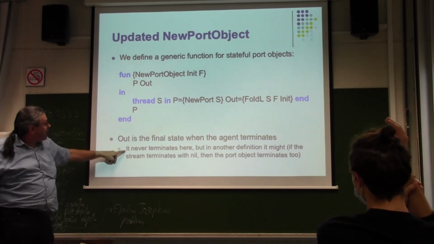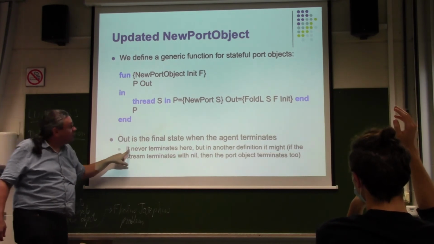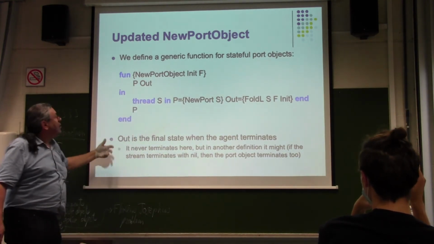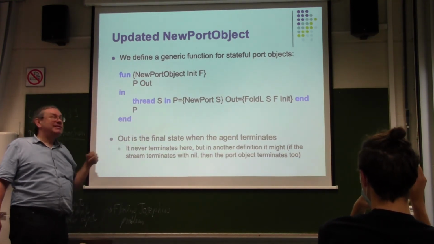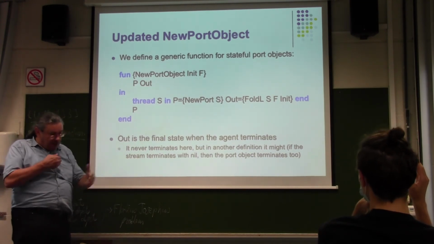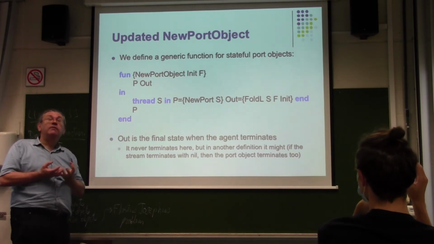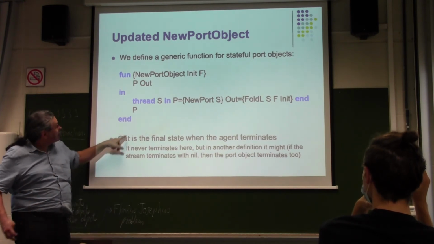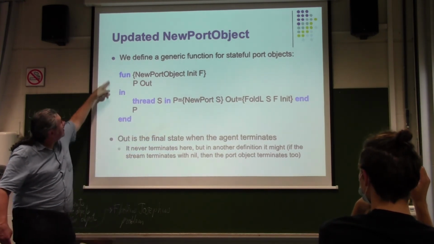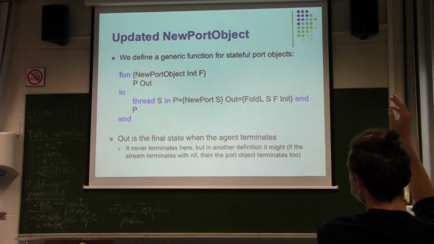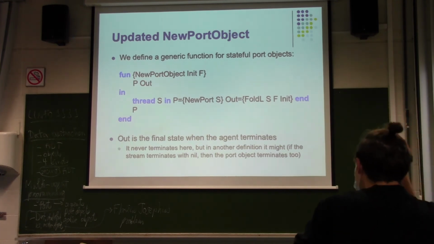So this port object will never terminate. This fold will never reach nil, because the stream never terminates. But maybe in some other design it might. So if the stream terminates with nil, then the port object itself will also terminate. That's a reasonable way of closing the system, okay? So the out actually also means something. So this is actually a nice definition of port object. We're going to use it now. This is a little bit of a refresher, because we saw some of this.